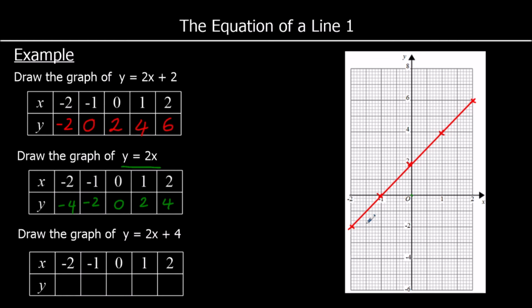So let's plot these on. Negative 2, negative 4. Negative 1, negative 2. 0, 0. 1, 2. And 2, 4. And we'll join them up again with a straight line.